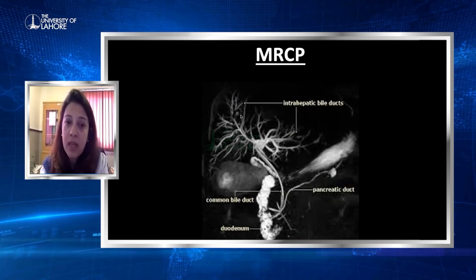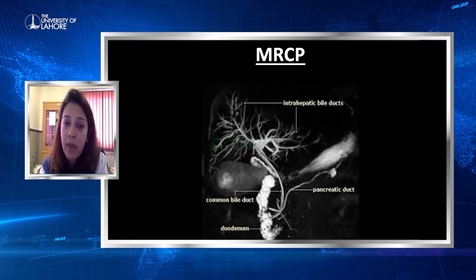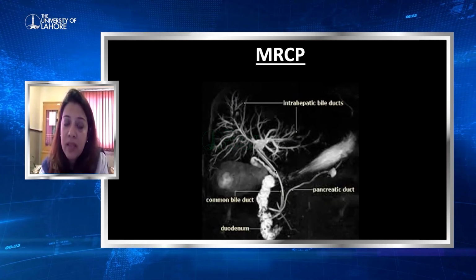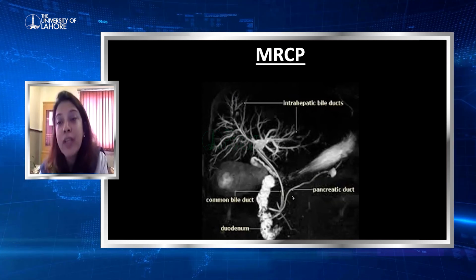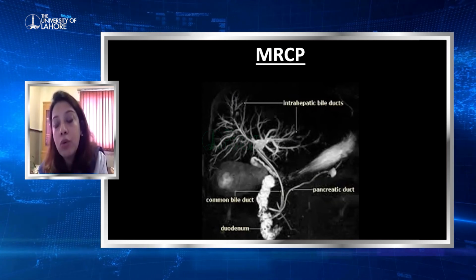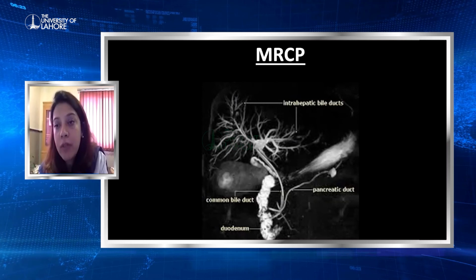As you see, these are the intrahepatic bile ducts. This is the common bile duct, gallbladder, cystic duct, pancreatic duct. Everything is visible very clearly. It's very good to detect small stones, and it is also good to detect congenital anomalies of the hepatobiliary system.